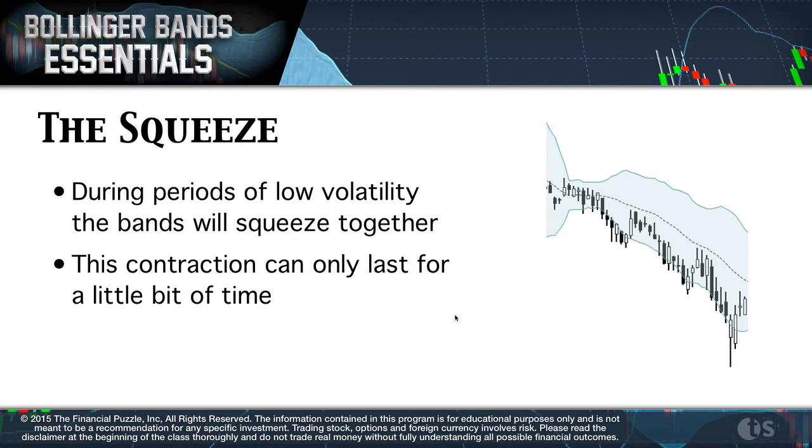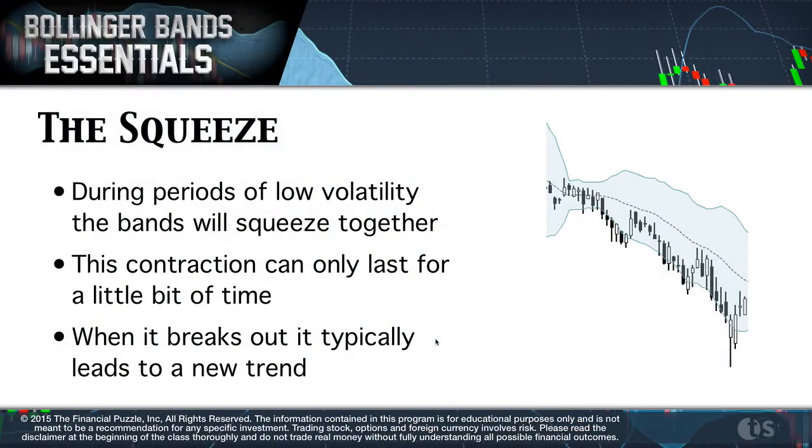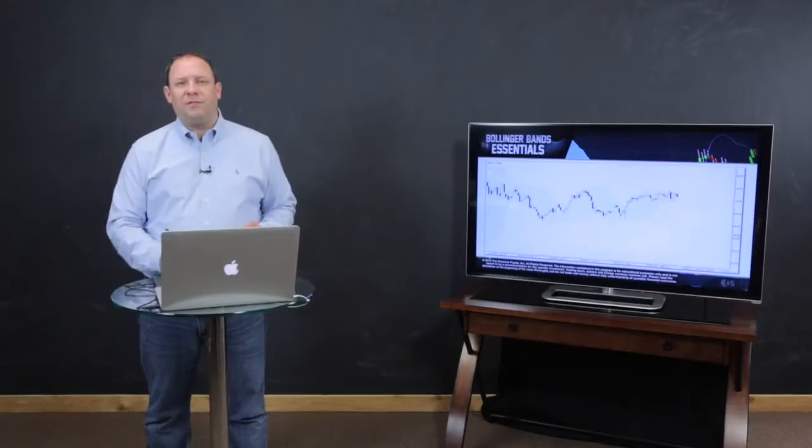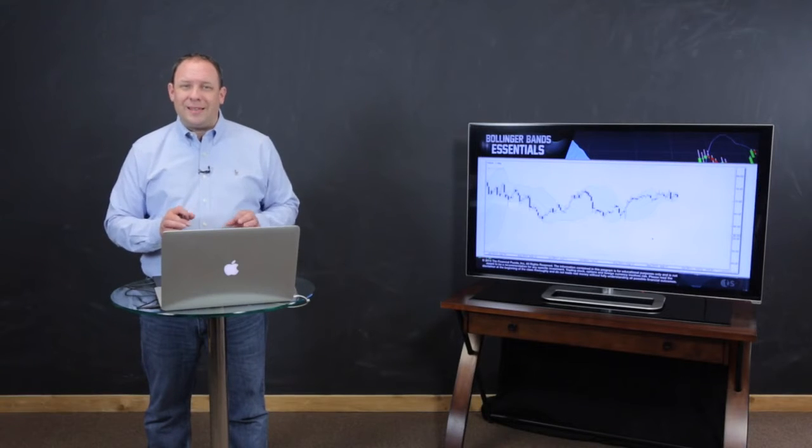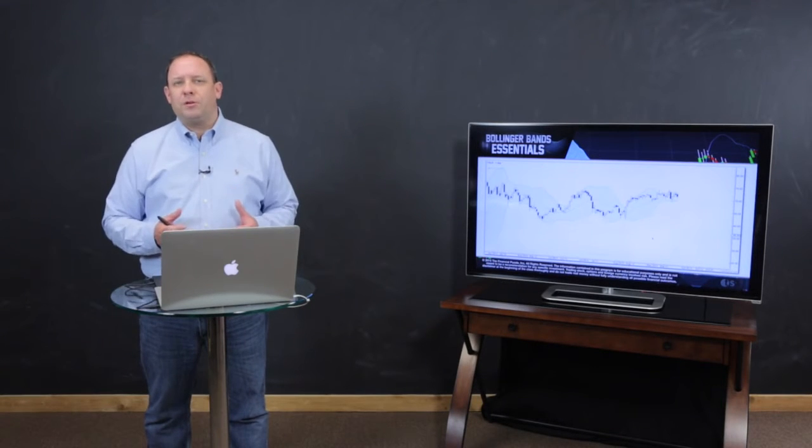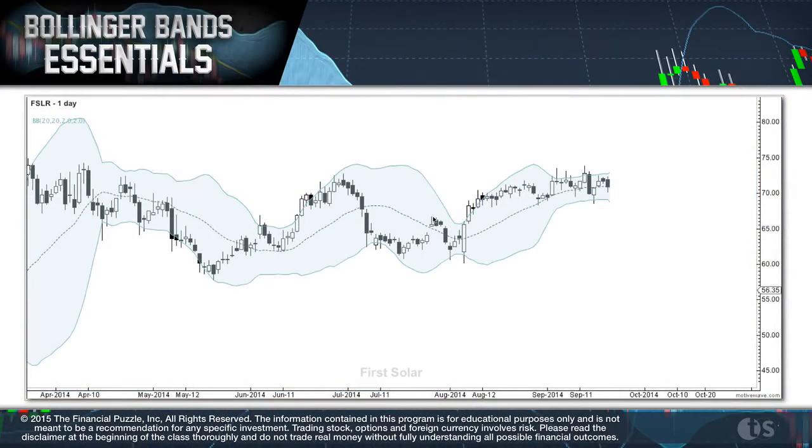This contraction is only going to last for a little bit of time. You can't have that volatility totally disappear and stay gone forever. It's going to last for a little while, and here's the good news. When it breaks out, it typically leads to a new trend. That's why so many people like to find and identify the Bollinger Squeeze, because again, it's often the precursor to a new trend. Let's take a look here, and I'll show you a couple of Bollinger Squeezes. There's a few in here. There's one that's really obvious right here. You see how these bands pinched together.